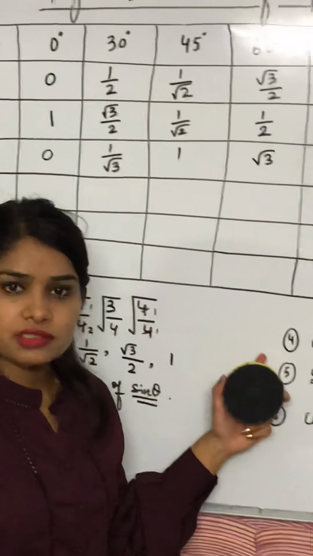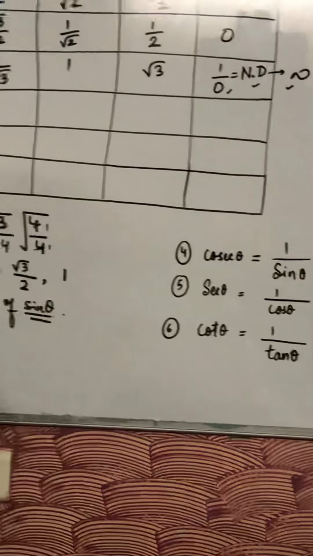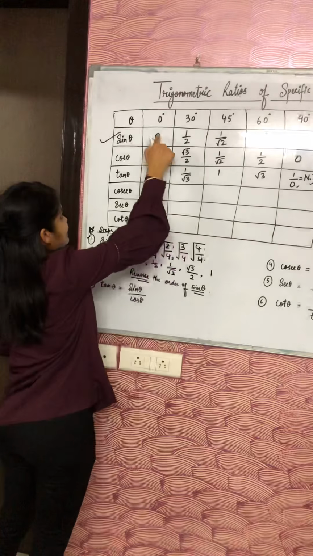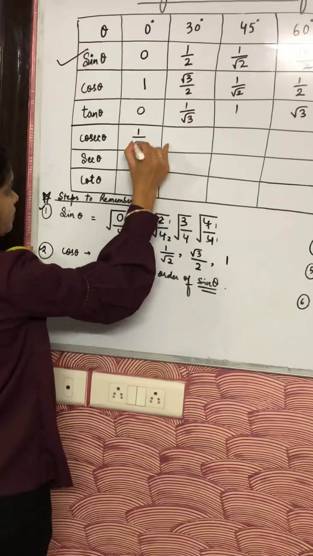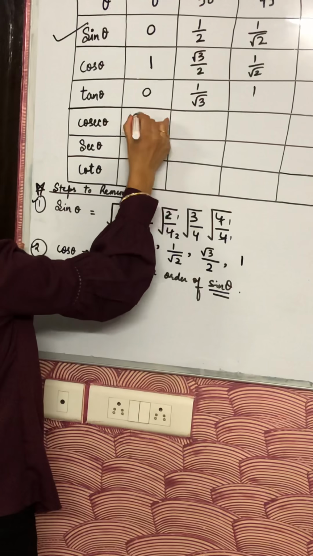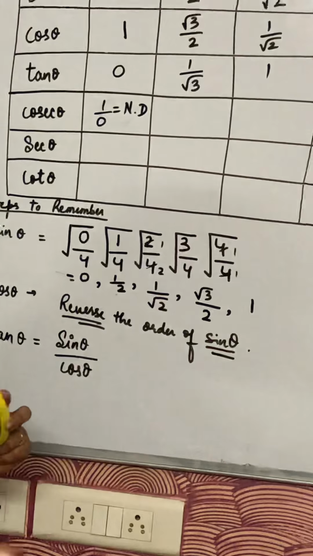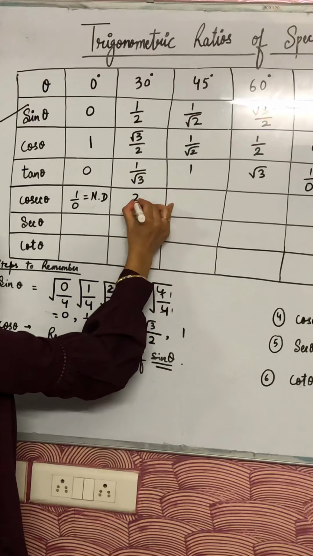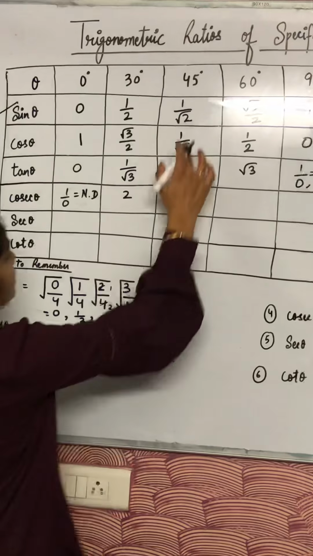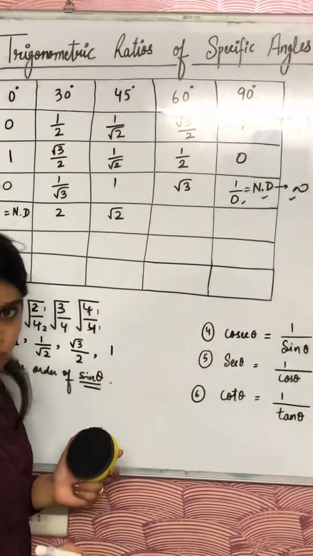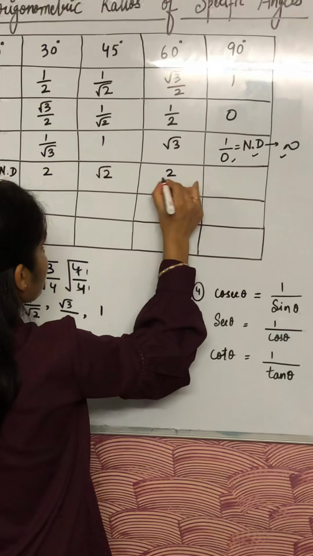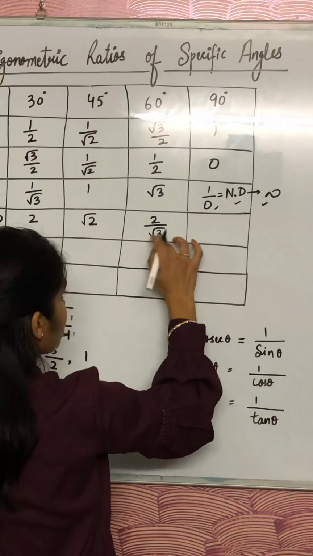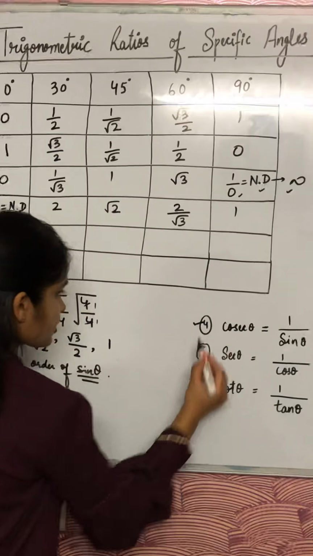Now for cosec. Cosec is what? 1 upon sine. Don't learn the values. Learn only sine, because cosec, sec, cot are all related. Cosec is 1 upon sine. Just reciprocate the values of sine. The reciprocal of 0 is 1 by 0, which is not defined. Correct? Now, cosec 30: we have to take the reciprocal of the value of sine. 1 by 2 becomes 2 by 1, which is 2 only. The reciprocal of 1 by root 2 is root 2. The reciprocal of root 3 by 2 is 2 by root 3. And the reciprocal of the last one, 1, is only 1. So, cosec is also done.